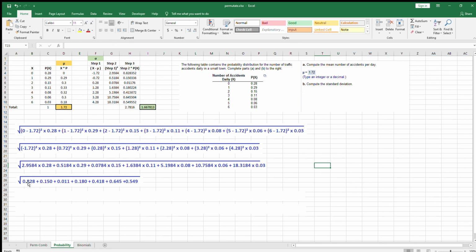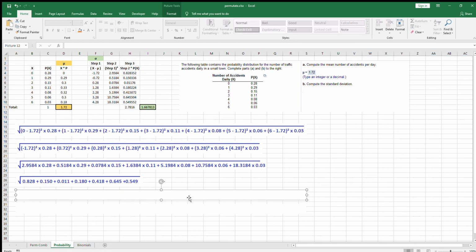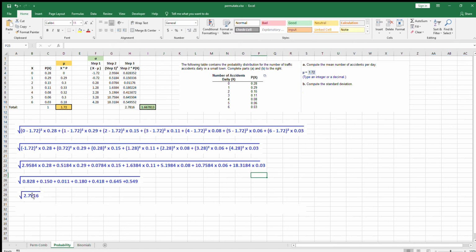So all we need to do is sum these numbers. And if we sum those numbers, we would get 2.7186. And then we would find the square root. So this is going to be the square root function, which you can see here. So we got the square root of that number. Our final total would be 1.667813. And we can see that there is the right answer.